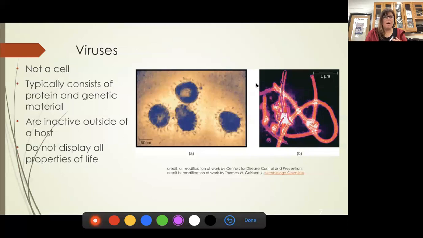They also, there was one other thing I was going to say. I'm going through all my characteristics of life. They are a little bit organized. We can talk about that. Okay. So again, they don't meet all the characteristics of life. So they typically are just a bunch of rogue genetic material, whether it's DNA or RNA, encompassed or encircled with protein. Right. So like I said, they do not display all the properties of life.